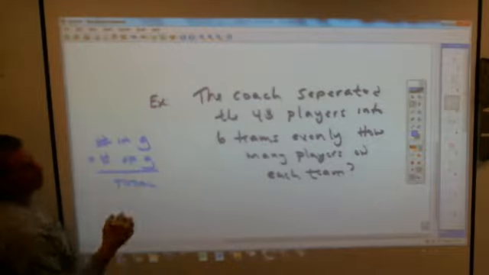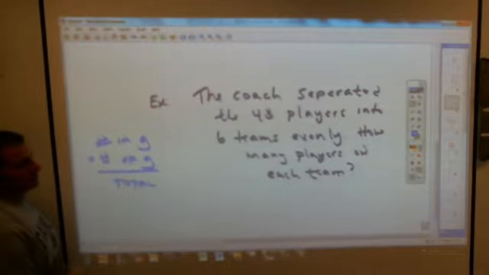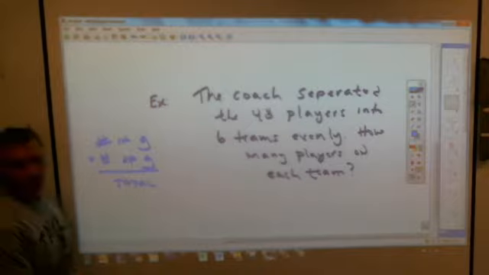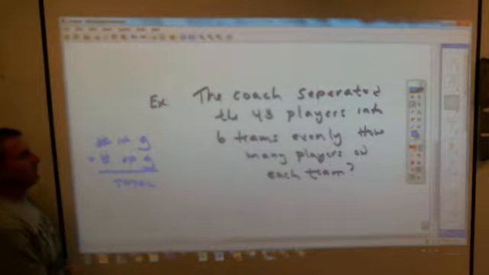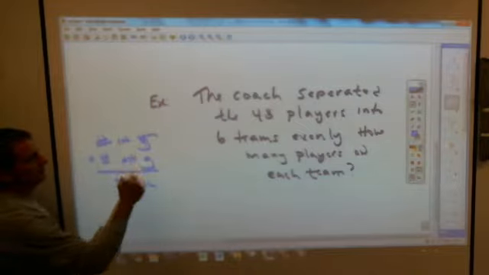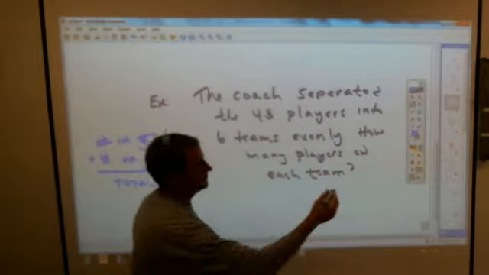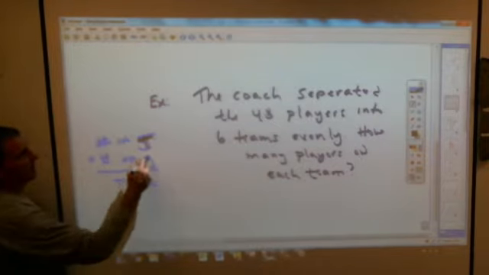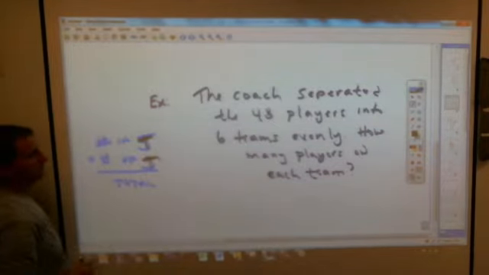To which we have to figure out what word over there stands for a group of something. Is a player a group of something? Is a team a group of something? Is the coach a group of something? Which one is a group of something? Colin? Team. A team is a group of players, right? So the number in each team, I should change colors so that will stick out. Number in each team times the number of teams gives me total.